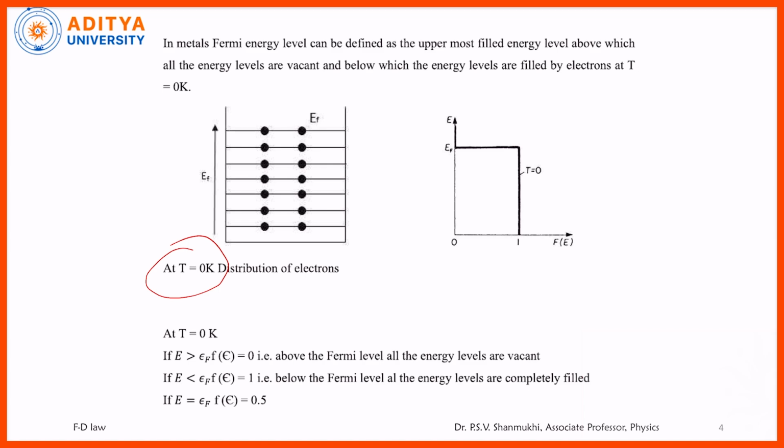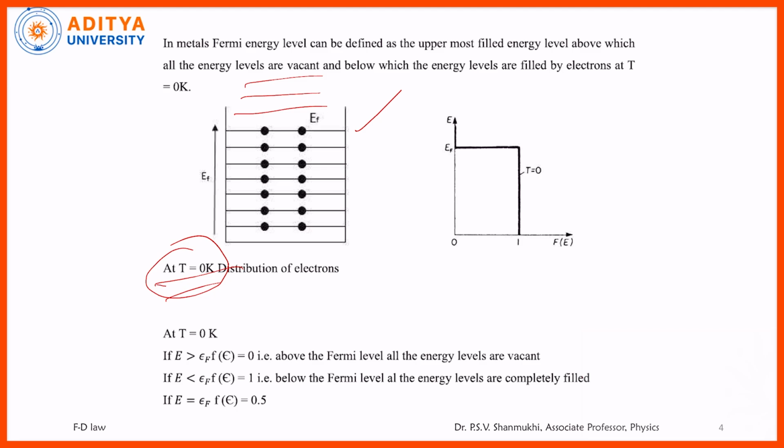If you want to talk about metals, semiconductors or insulators, all the energy levels are always expressed in terms of the Fermi energy level only. It is a reference line. Coming to metals, at T equal to 0 K, the uppermost filled energy level is called the Fermi energy level, below which all the energy levels are completely filled, above which all the energy levels are empty. At T equal to 0 K, we have to specify. Once again, the Fermi energy level is the uppermost filled energy level, above which all the energy levels are empty, below which all the energy levels are completely filled by the electrons.